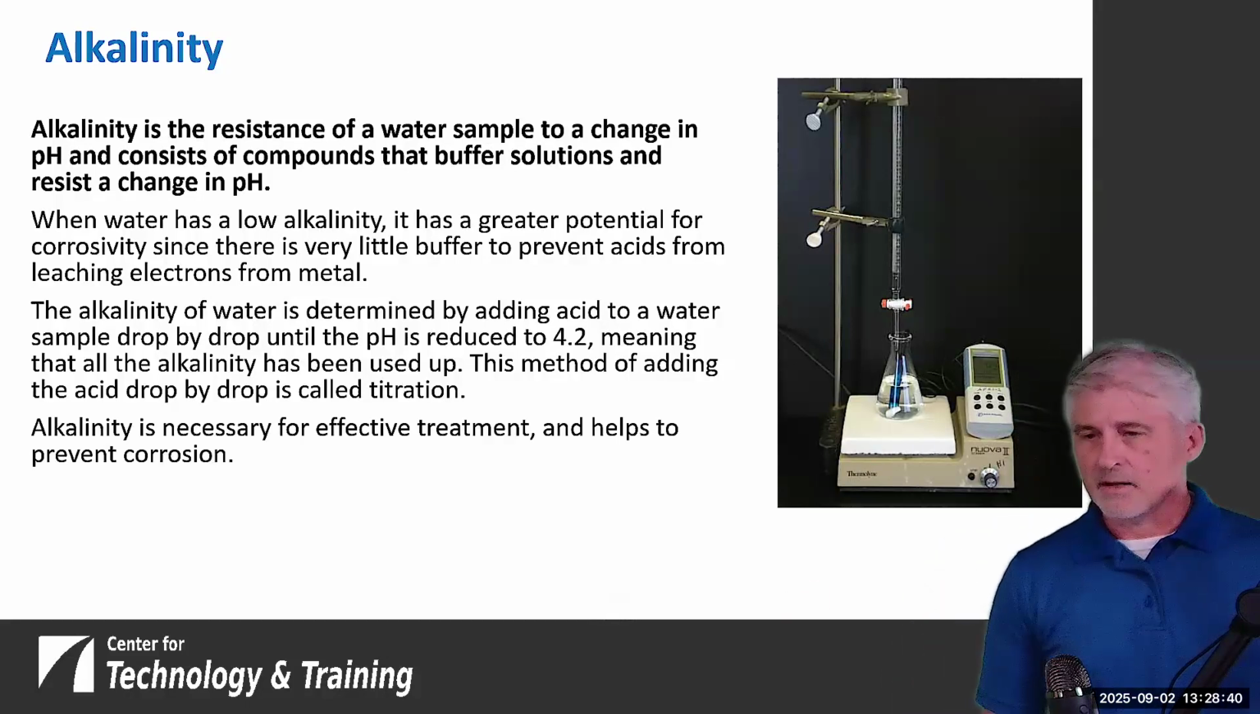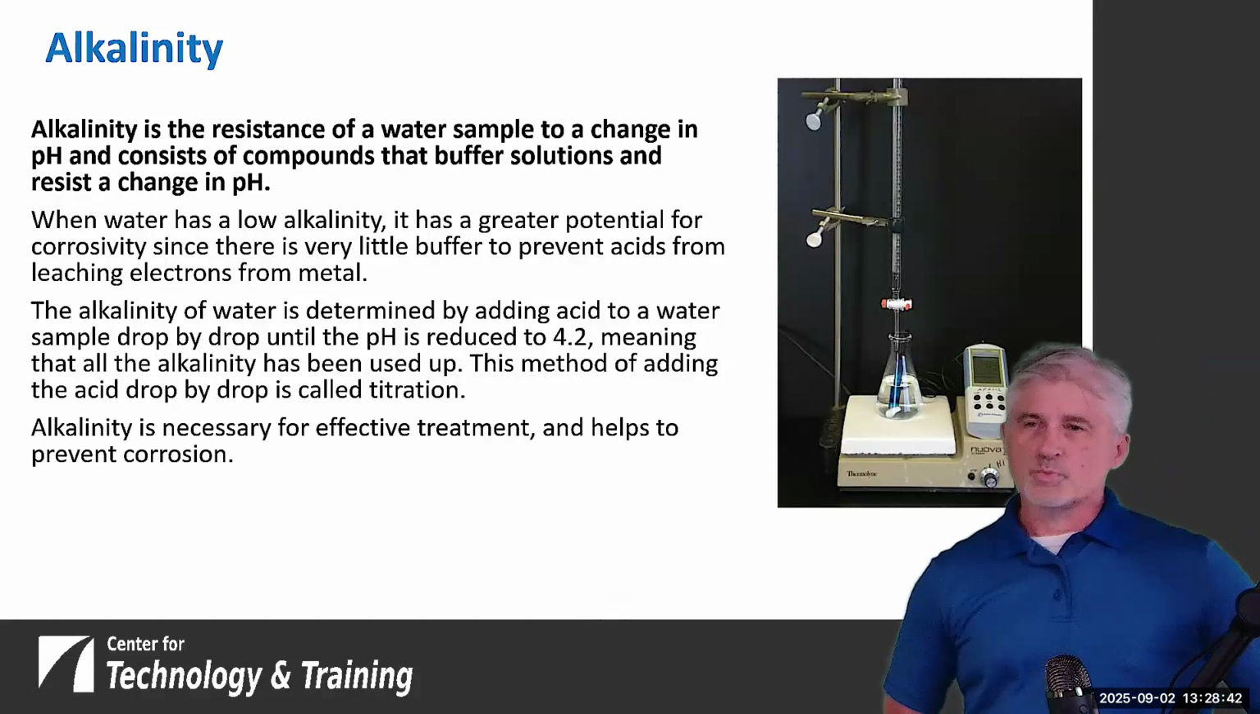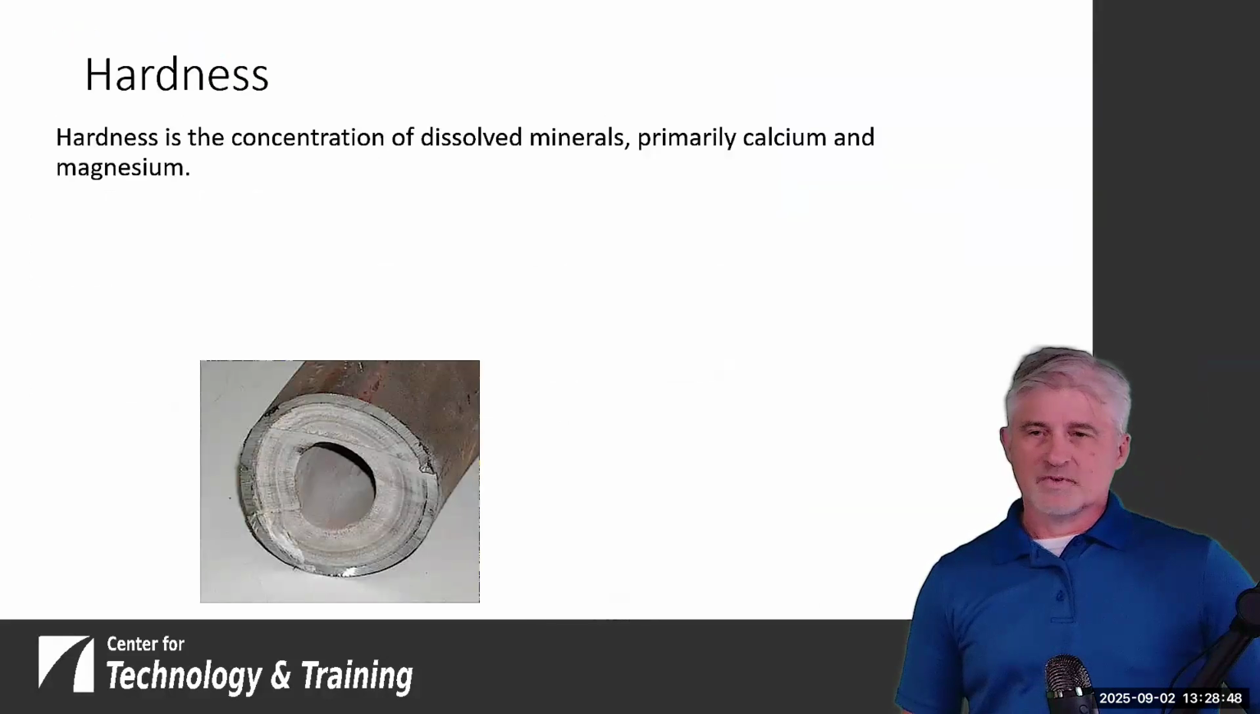So we're going to titrate our sample to determine what our alkalinity is. And as we said, it helps to prevent corrosion. Alkalinity is that buffer that helps prevent corrosion.